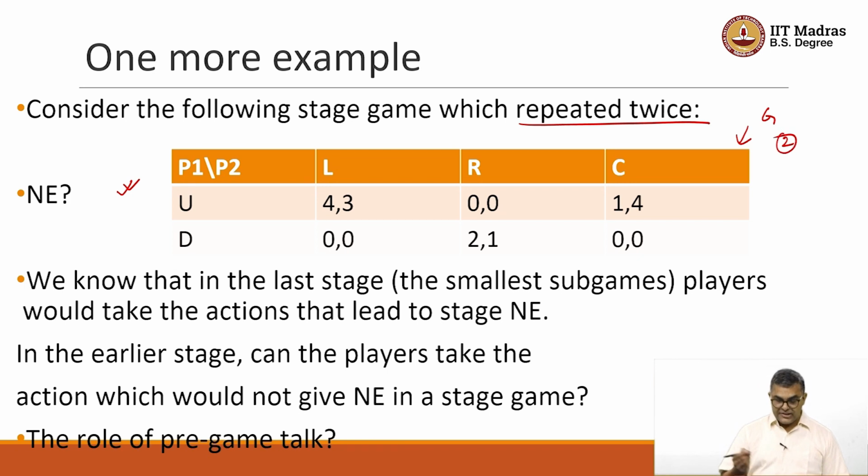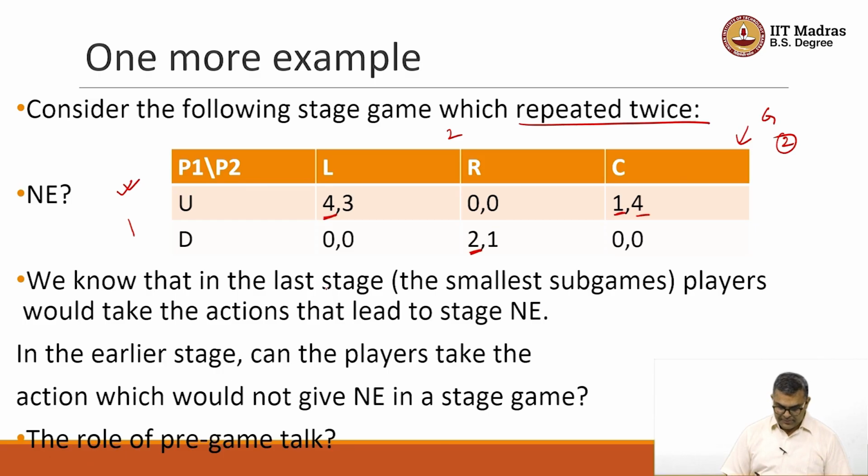Let us say it is being played just once. How many Nash equilibria do we have? If player 1 thinks that player 2 is going to play L, U is better. If player 1 thinks player 2 is going to play R, D is better, and again here U is better. Similarly for player 2, if player 2 thinks player 1 is going to play U, then L gives 3, R gives 0, and C gives 4. So clearly 4 is better than 3 and 0. So C is the best response.